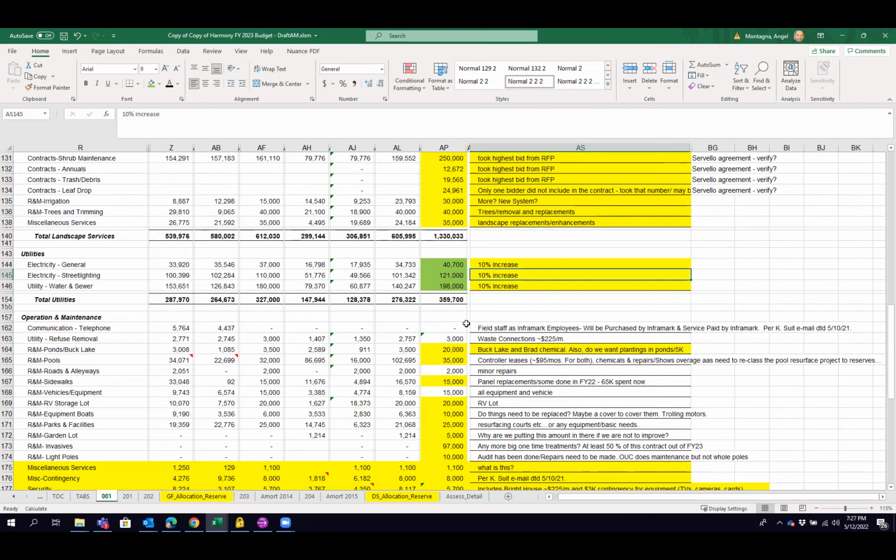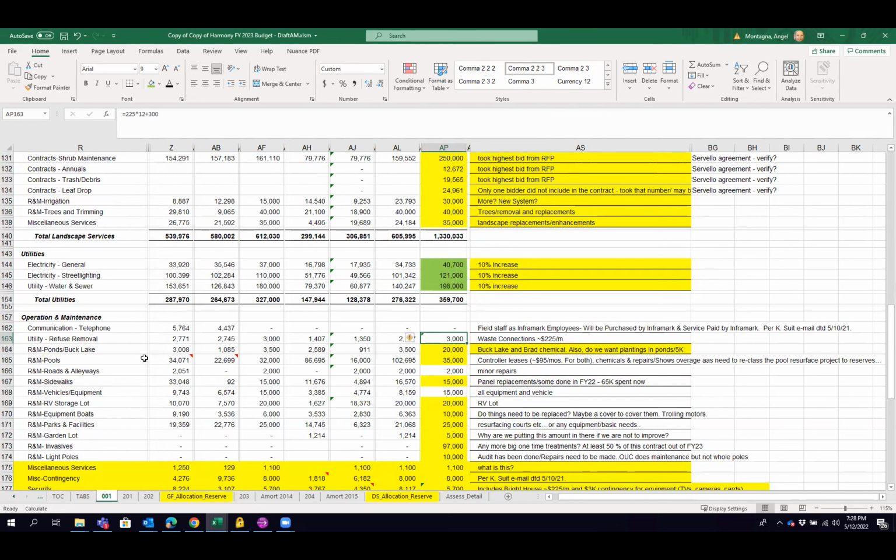Okay, communication, that's been zeroed out. Infomart provides your field staff with phones. The refuse removal, I double checked with them and Avid. I don't see any increase, nor have we received an increase from them. So I left that number the same.